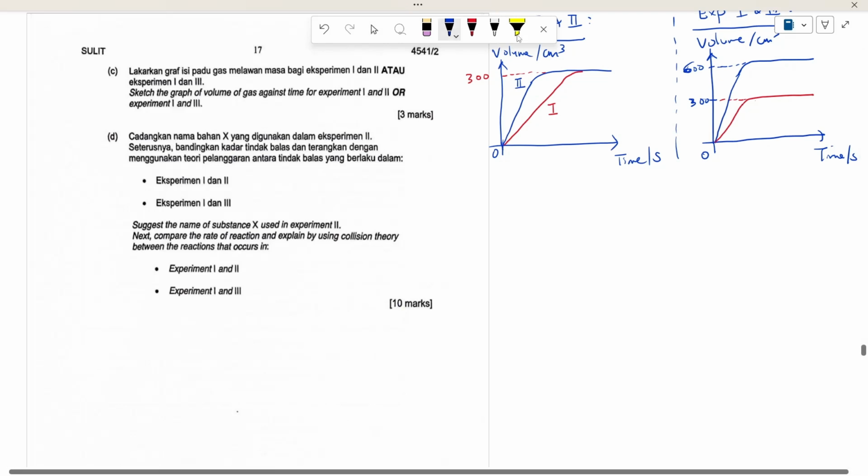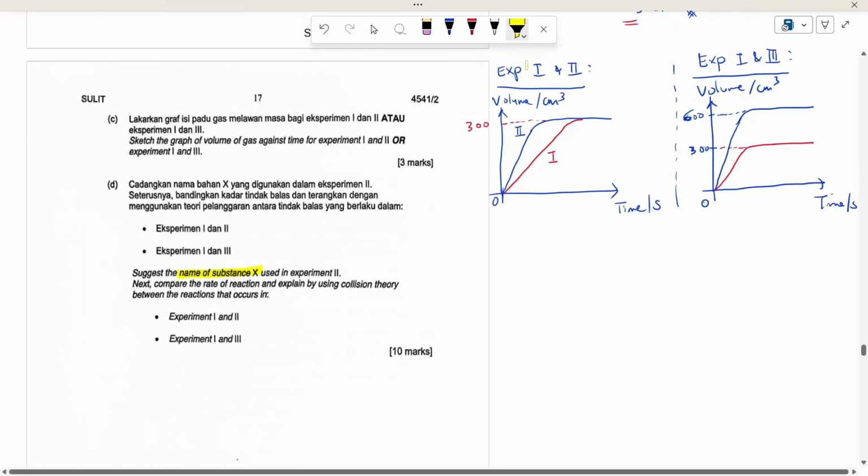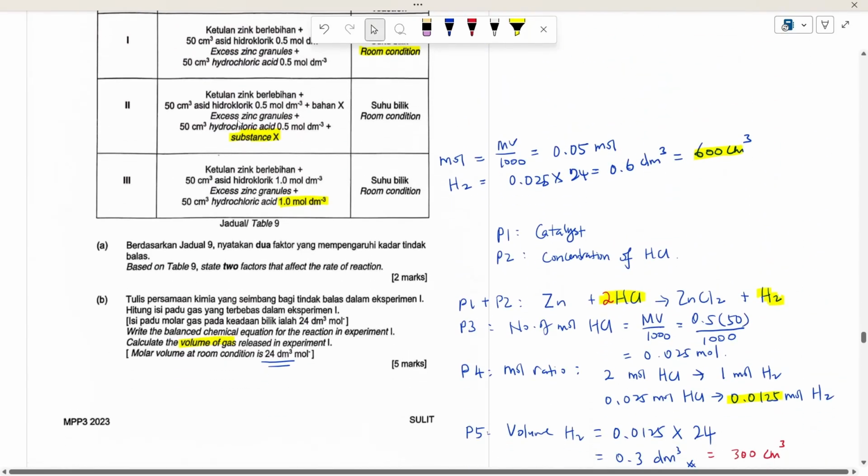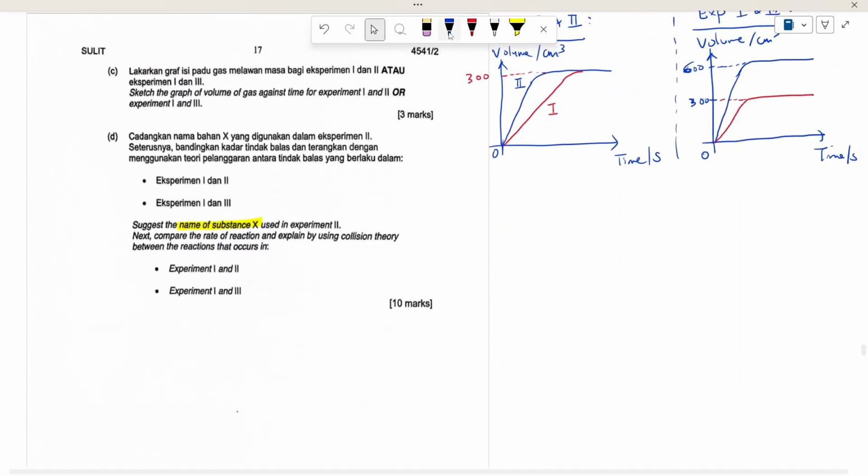So here, the first question we need to settle is the name of the catalyst. Remember, if acid reacts with a metal, the very common catalyst used will be, point 1, the catalyst, or the X, is copper(II) sulfate solution. You must give the name.